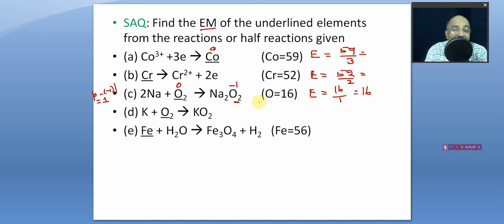Because you have to look at the actual atom, how many electrons are lost or gained. For the atom here, 1 electron is gained, so the change in oxidation number is 1. But here it is superoxide, going from 0 to -1/2, so the change is half. So you have to multiply, the valency factor is half, 16 by half. So it becomes 32, right? Even if it is a fraction, it doesn't matter.